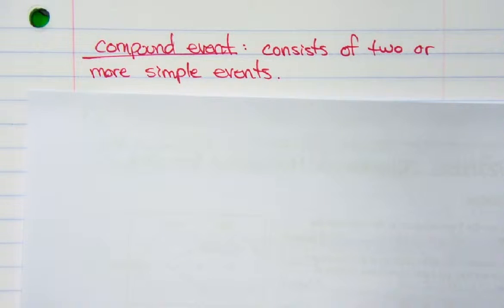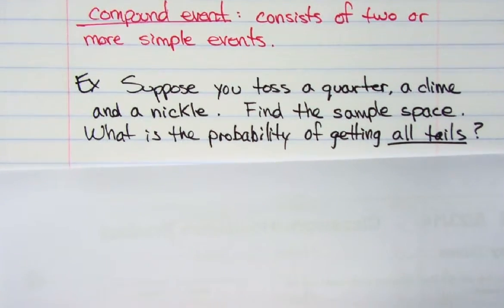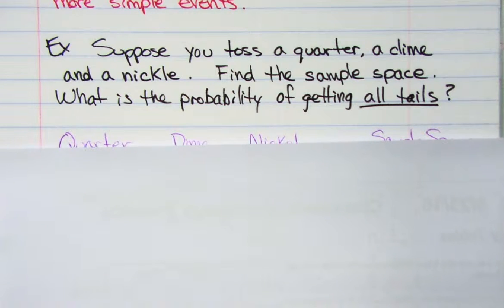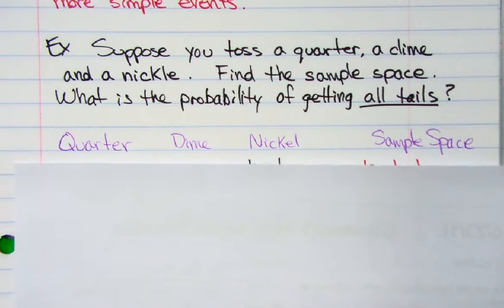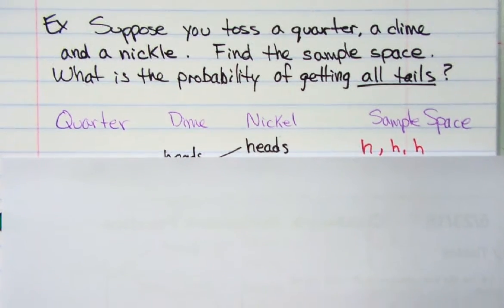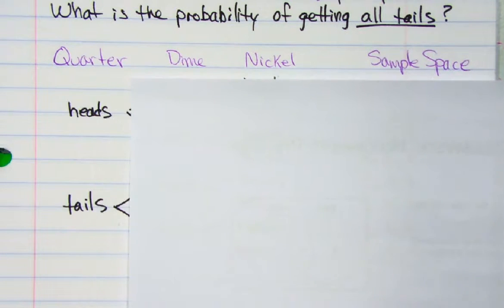All right, a compound event consists of 2 or more simple events. So let's take a look. Suppose you toss a quarter and a dime and a nickel. Find the sample space and the probability of getting all tails. There are 3 coins, quarter, dime, and nickel, and this is what I would expect to see from you from a tree diagram. For the quarter, there are only 2 possibilities, heads or tails.